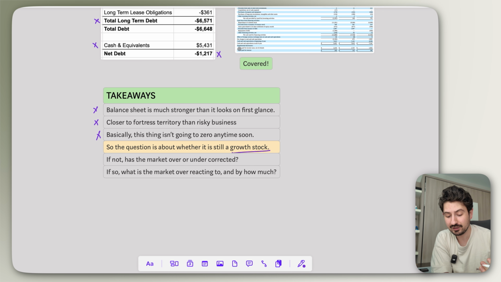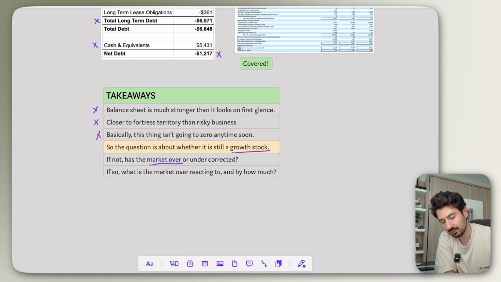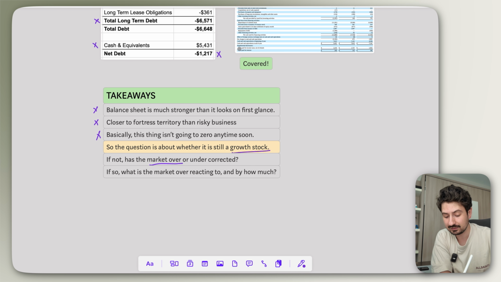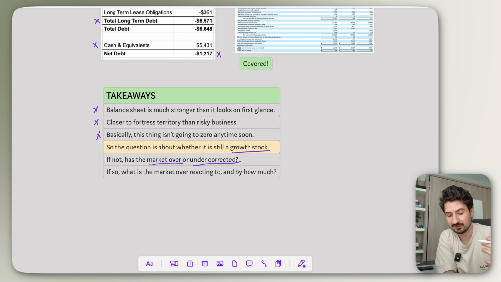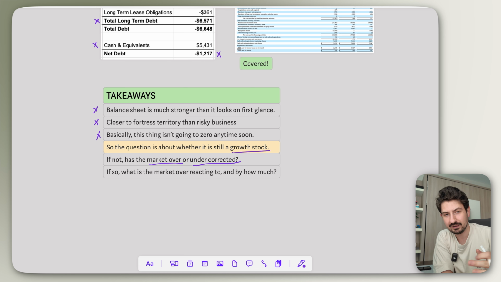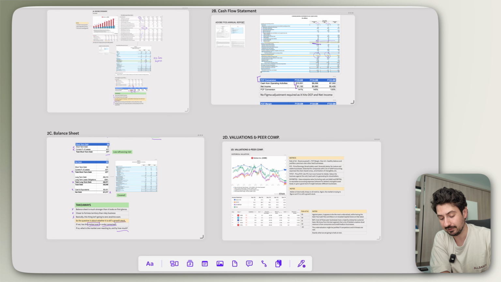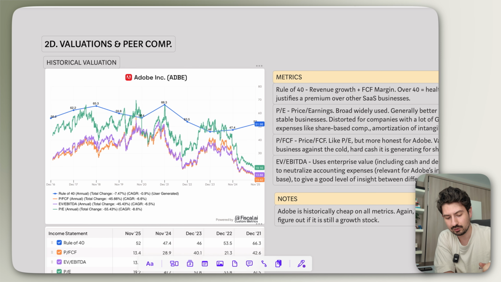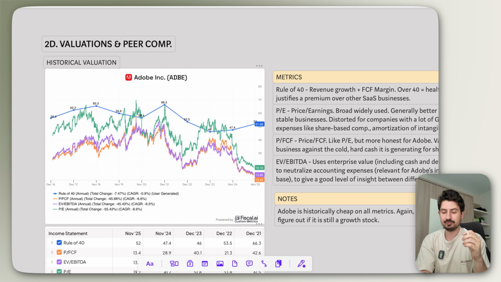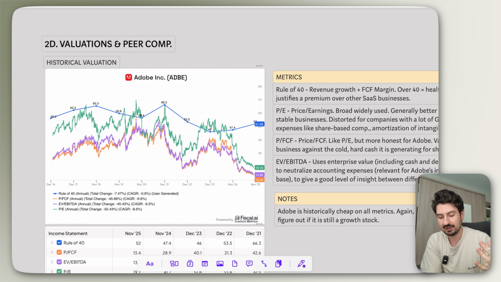And if it's not a growth stock, has the market overcorrected, or has it not corrected enough and Adobe is going to continue to go down? And if it has overreacted and overcorrected, by how much? Those are the things I'm left with here. Okay, so let's look at some valuations relative to their peers to get an understanding of where we are in the industry, in the SaaS apocalypse, rather than purely focusing on Adobe.